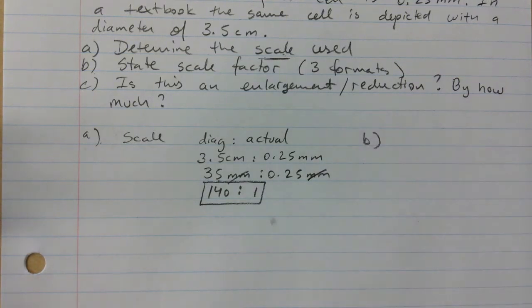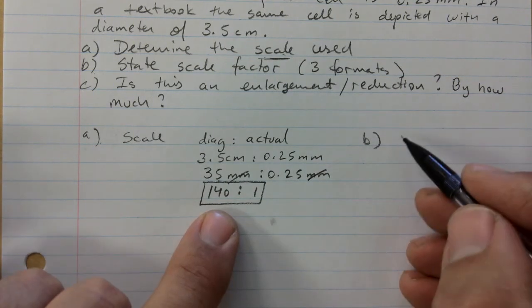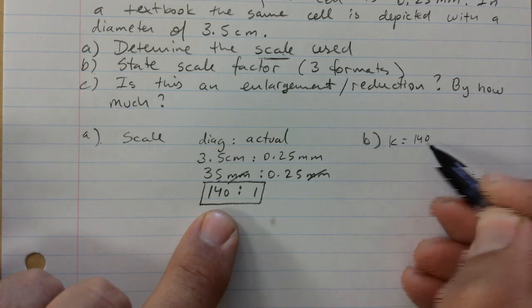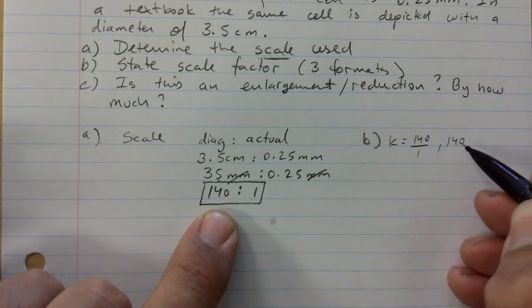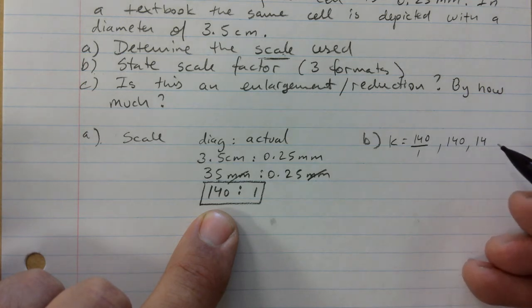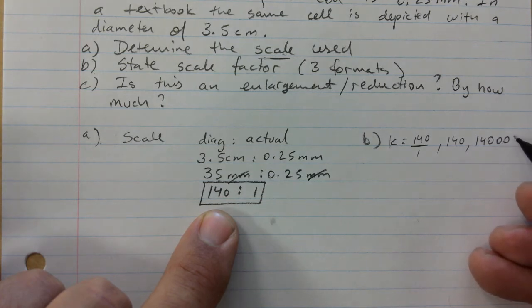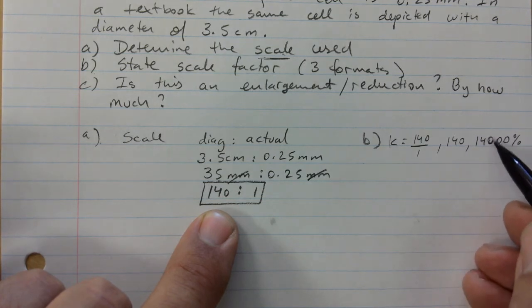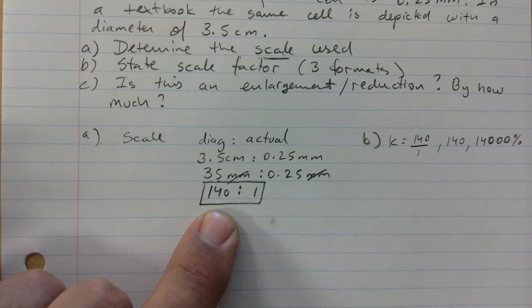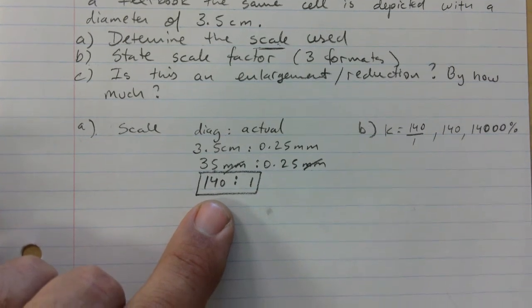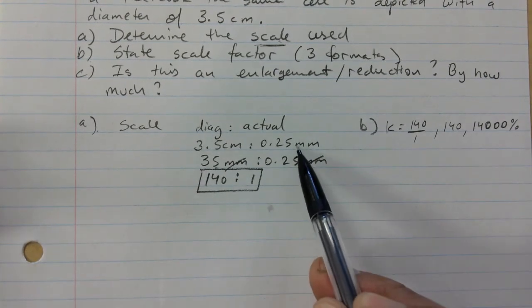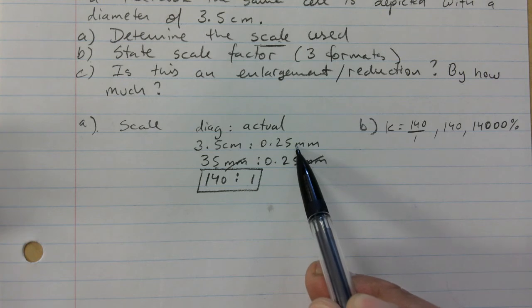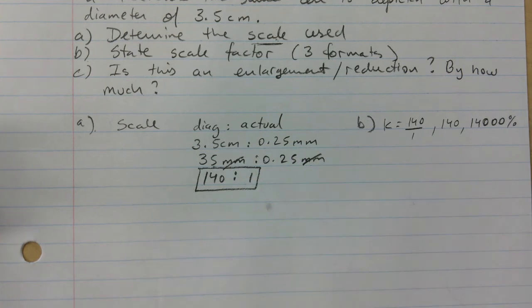Scale factor. K is going to be 140 over 1, or just 140, or you multiply it by 100, right? 14 followed by 2 zeros percent. Right? Did anybody convert this to centimeters? It could be done, right? And then cancel out, and then you still get the same. You should get the same.